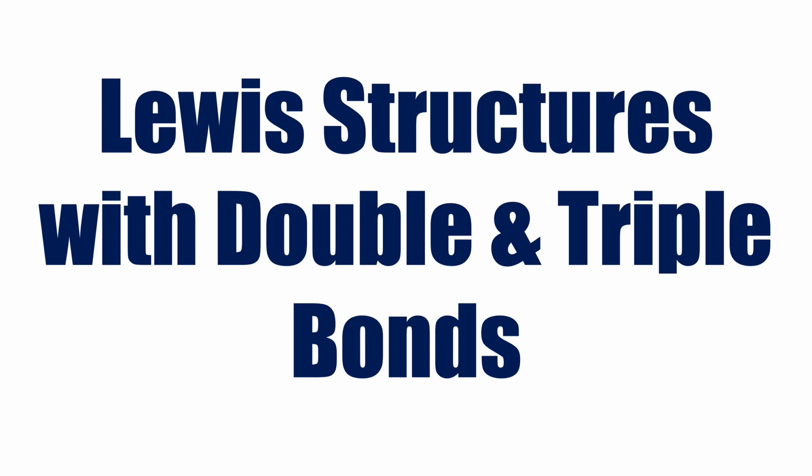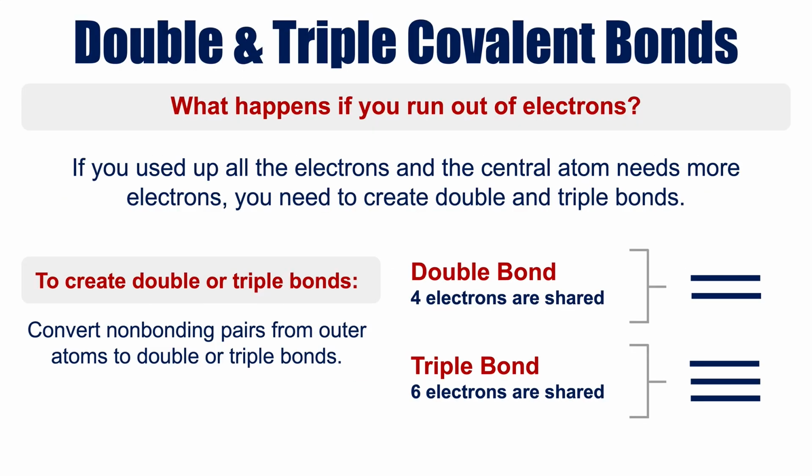We're going to continue learning about how to draw Lewis structures. With today's lesson, you're going to learn how to deal with double and triple bonds. So in all the examples that I've showed you so far, when we reached the point that there were 0 electrons left over, when we checked the central atom, it was happy because it was following the octet rule with having 8 valence electrons around it.